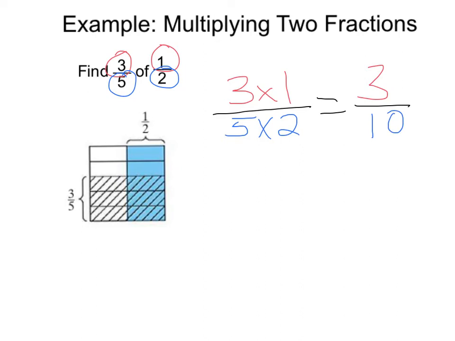To find this with the array, it's just the three places where both shadings are present. So we have 3 pieces of the total 10, because we have 1, 2, 3, 4, 5, 6, 7, 8, 9, 10 total pieces now that we've cut it in half. And the only ones that are part of our answer are the 1, 2, 3 that have both kinds of shading.